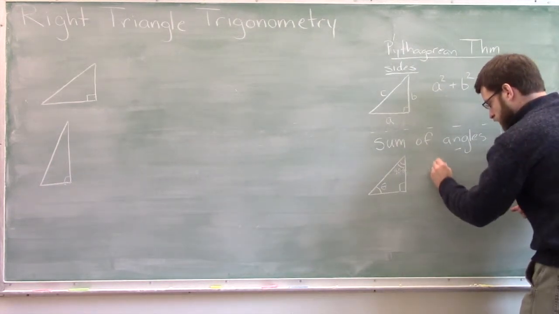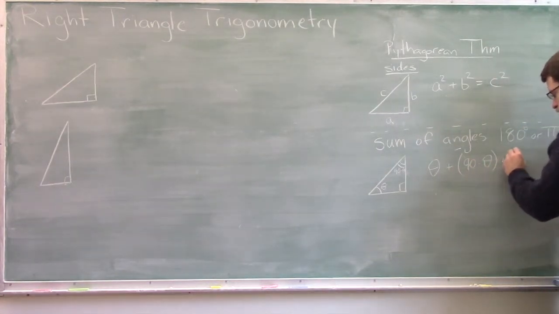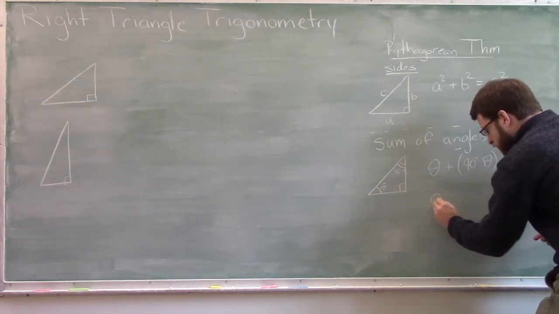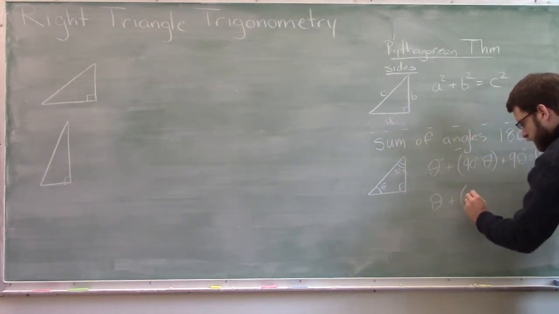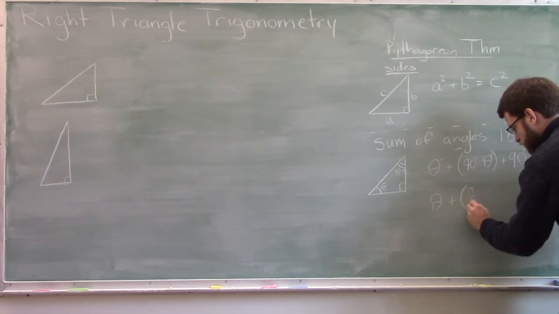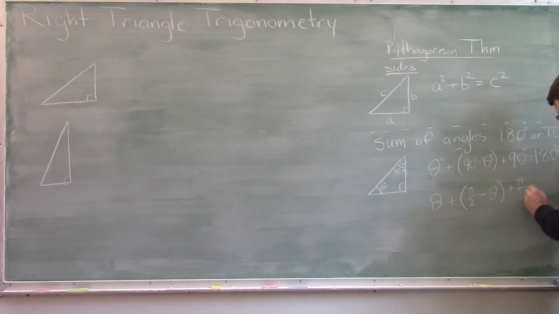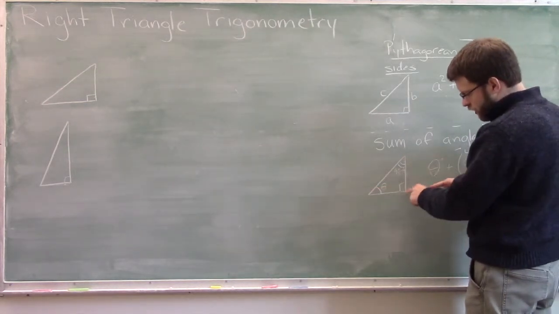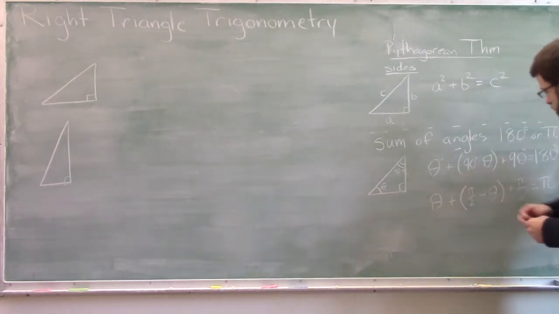Okay? So we know that theta plus 90 minus theta plus 90, that's our right triangle. That adds up to 180 if we measure things in degrees, or alternately if we measure things in radians, theta plus, let's write this, theta in degrees, how about that? And then we can write this as pi by 2 minus theta in radians plus pi by 2 is equal to pi radians. So we have two angles that are not the right angle, and those are complementary to one another, so that their sum is 90 degrees, or pi by 2 radians.